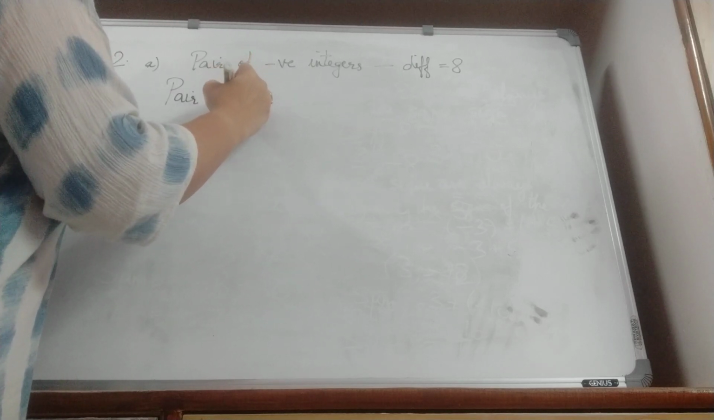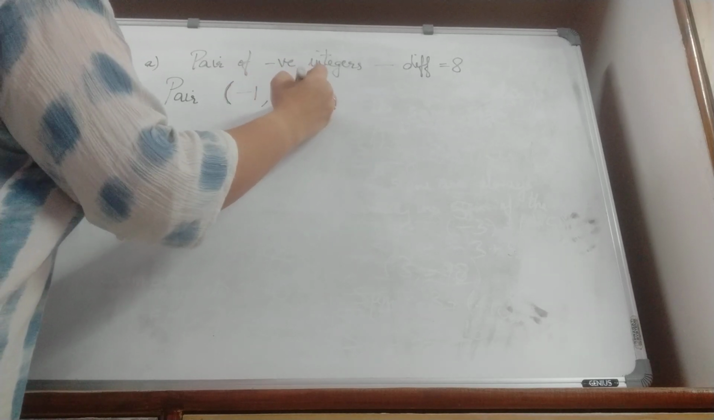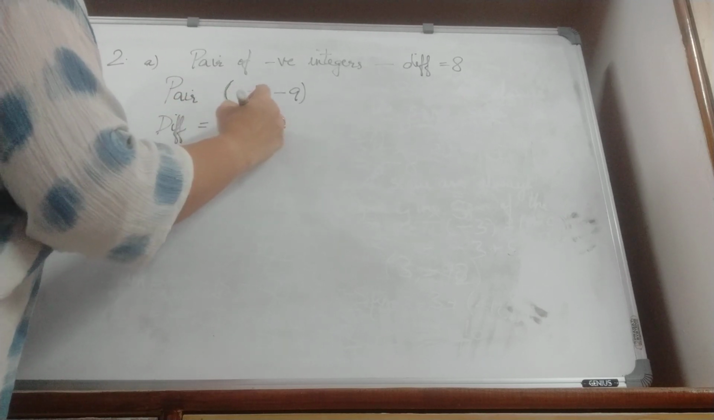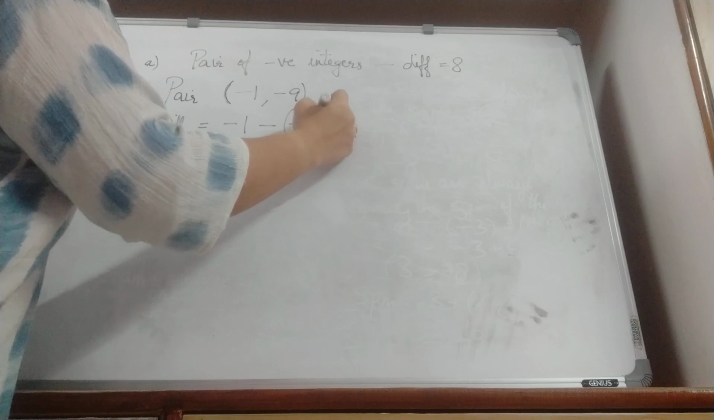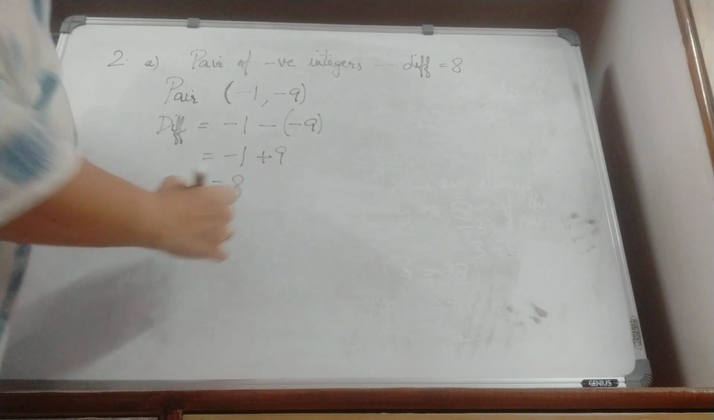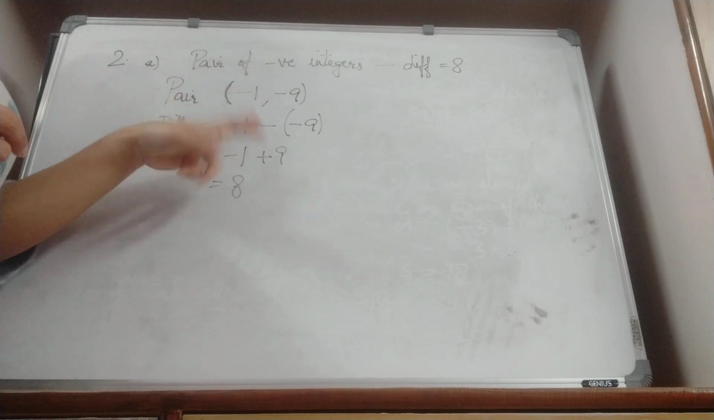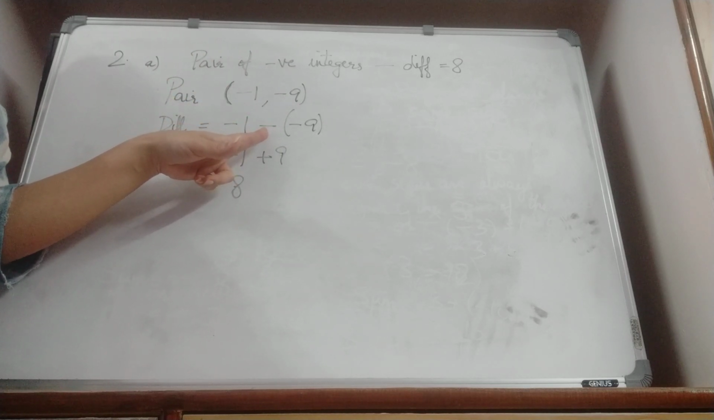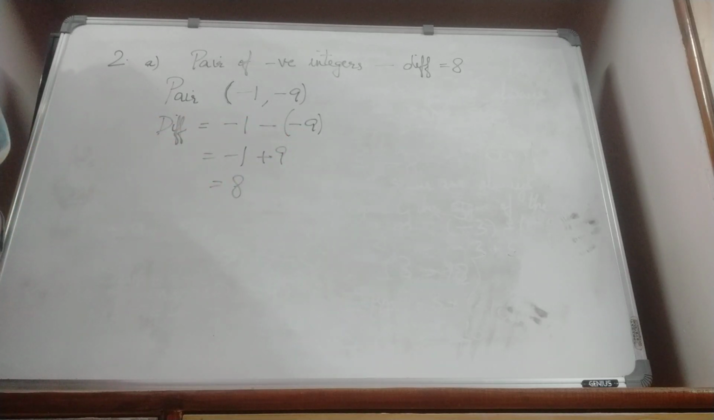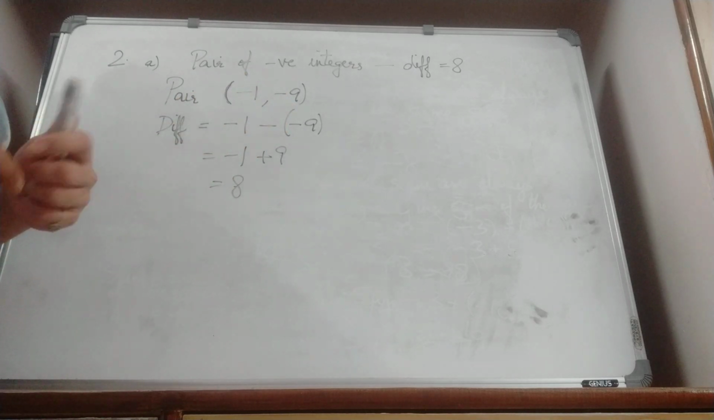Now since I want both the numbers to be negative, if I take -1 and -9, let's check. Now I want the difference, so first integer minus the second integer. -1 plus 9, which is 8. So in this case, my difference between the two, please make very, very sure that you understand why I am putting this minus sign here, and that it will change the sign of the next number eventually. So -1 and -9 have a difference of 8.